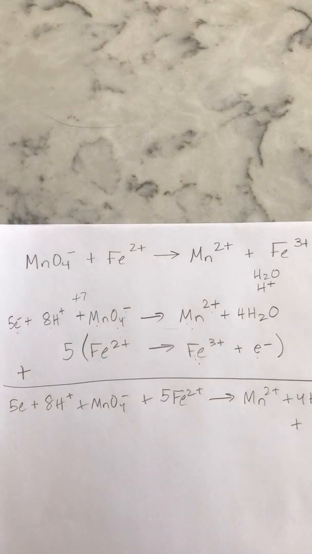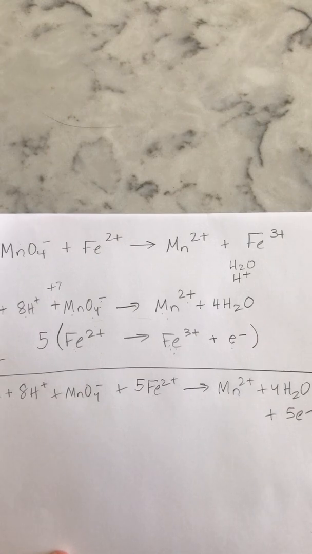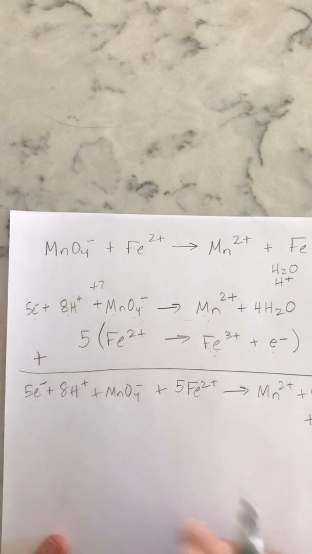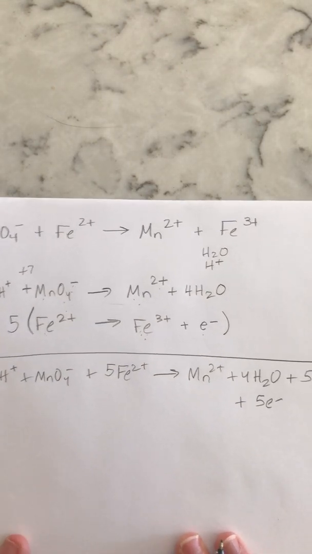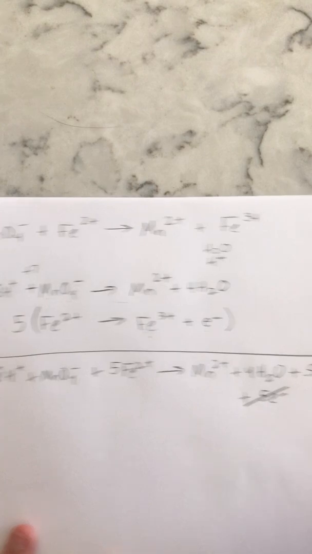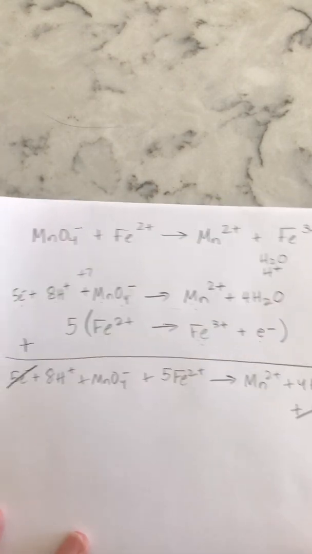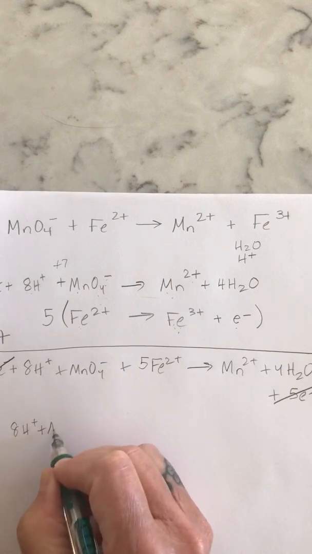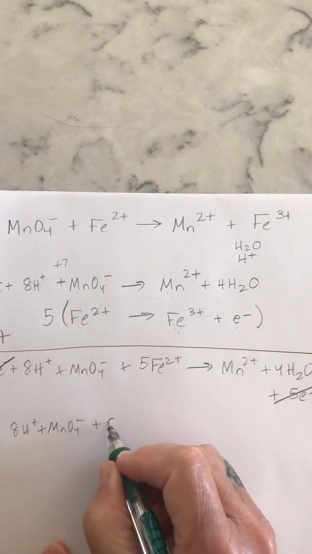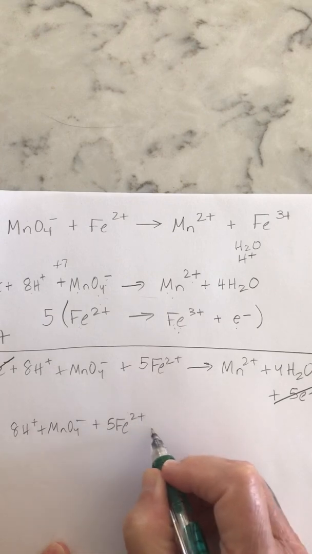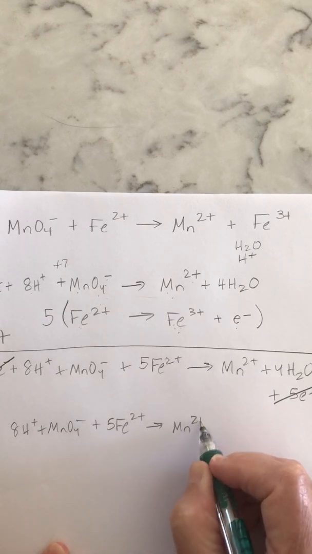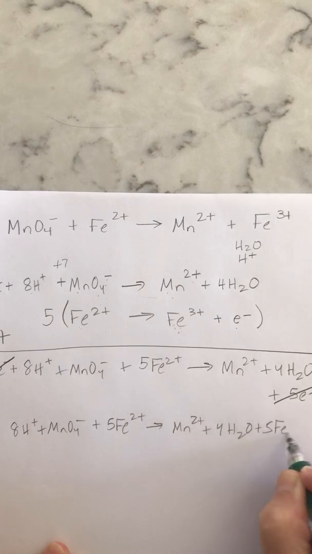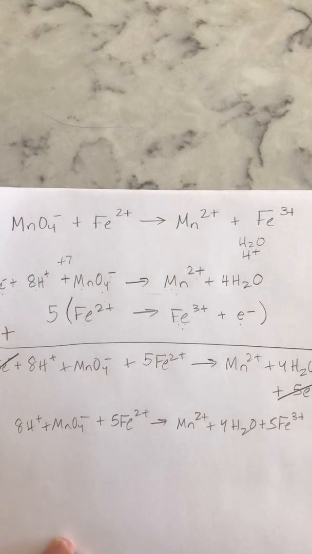Now, notice algebraically, we have 5 electrons here on the left side. I know it's a little hard to see there. Forgot my negative there. And we have 5 electrons on the right side over here. So we're going to algebraically take those out of both sides. So we're left with 8H+, plus MnO4-, plus 5 Fe2+, producing Mn2+, plus 4 waters, plus 5 Fe3+. And that is our correct balanced equation.